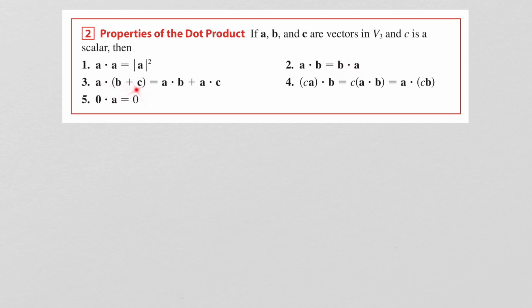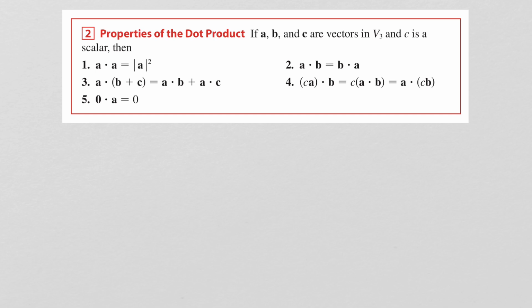And we have a distributive property with the dot product. So the vector A dot product with the vector B plus C is the same as the dot product of A and B and the dot product of A and C, and then added together. Here, a scalar multiple of A dot product with B is the same as the dot product of A and B multiplied by the scalar, or you could multiply B by the scalar and then take the dot product with A. All of these are equal. And finally, the dot product of any vector with the 0 vector is always 0.